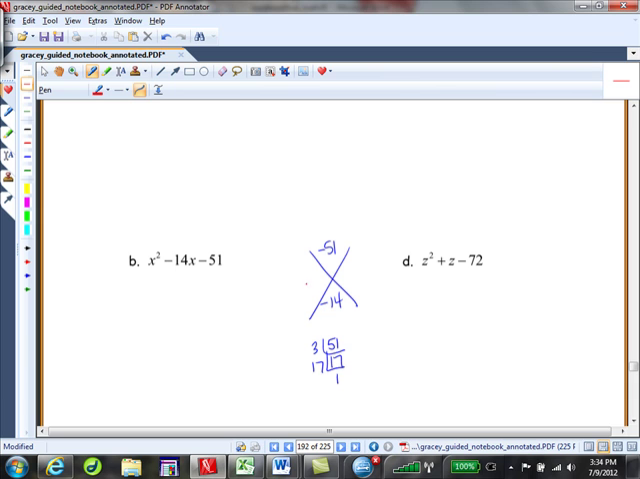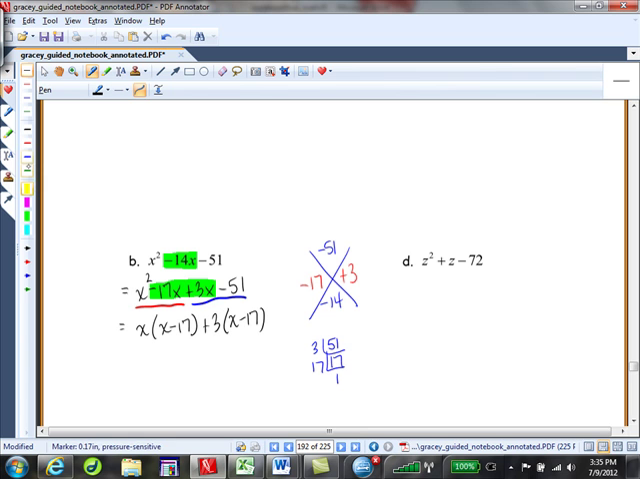We ended up with a negative sign here, so the larger number needs to have the negative in front of it. And then factoring by grouping, we have x squared minus 17x plus 3x minus 51. So this is how we split the negative 14x. And again, your friends, red group and blue group. I can factor an x out of the red group, and I'm left with x minus 17. And if I factor out a positive 3, I get x minus 17 remaining from the blue group.